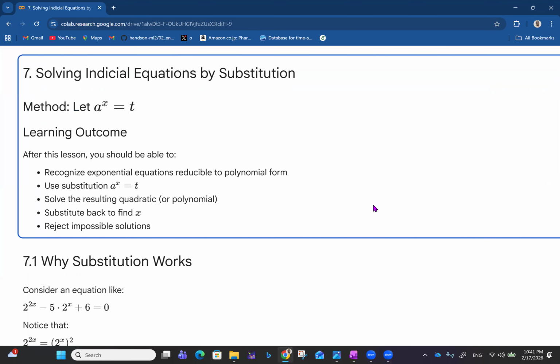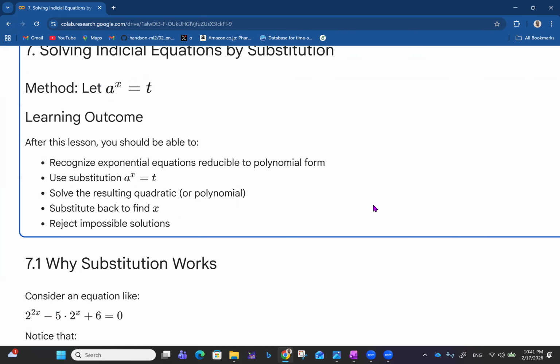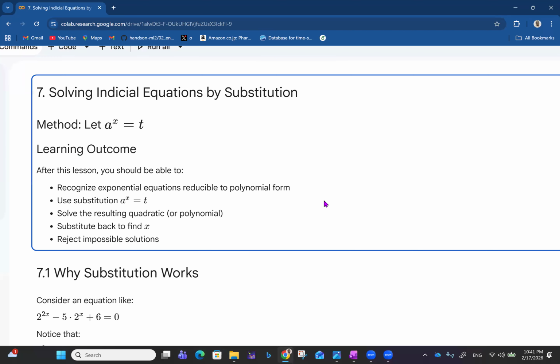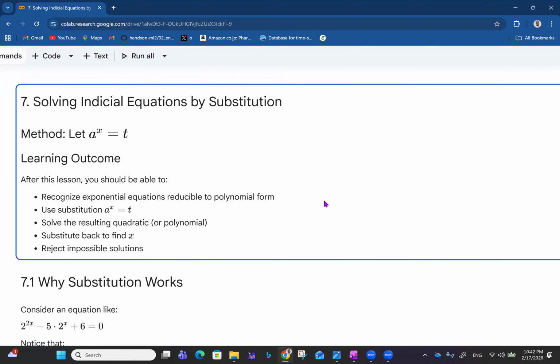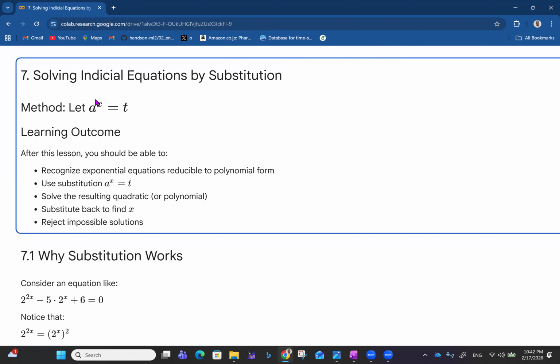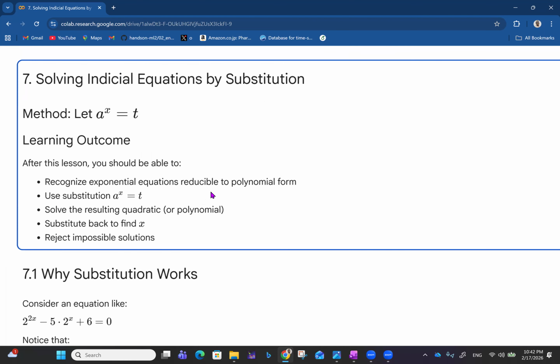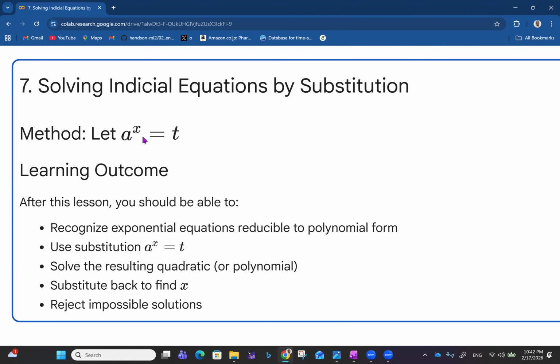So solving indicial equations by substitution, in this case, we need to substitute. The method is like saying, let a raised power x be equal to t. a is the base, x is the exponent. Of course, we know that an indicial equation is an equation in which the unknown is at the exponent level, the power level. That's why it is an indicial equation. So in some cases, we may need to substitute the whole chunk of the base raised to the exponent, and equate it to t or p or anything you choose. It doesn't have to be t, but this is just a generalized way to represent it.